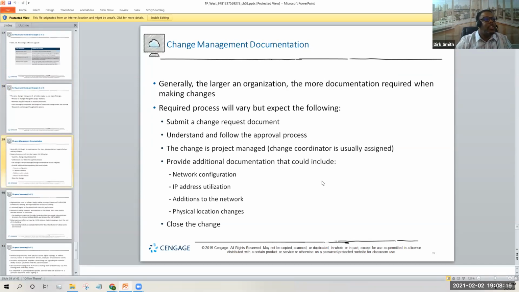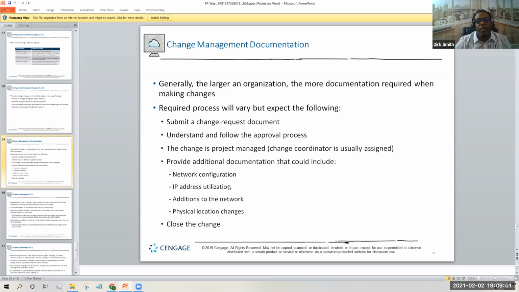Still talking about change management. Generally, the larger the organization, the more documentation required for making a change, which is very, very important. The required process will vary, but some of the things you may do are submit a change request with the document and understand the flow of the approval process. That's why you really want to plan it out, because people can be on vacation and you have to get signed off by certain people with certain signatures. I know for a fact I've seen people get fired for just rebooting a server without doing the proper paperwork. That's how critical the IT industry takes this.